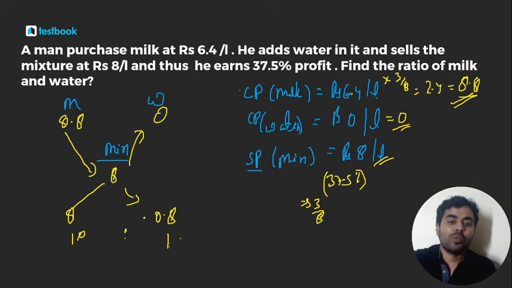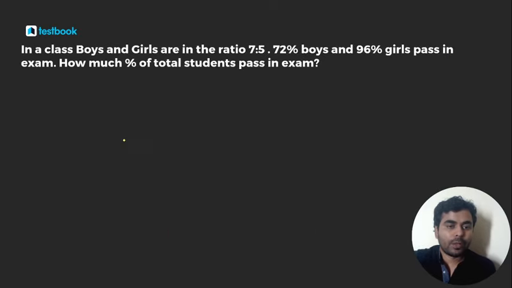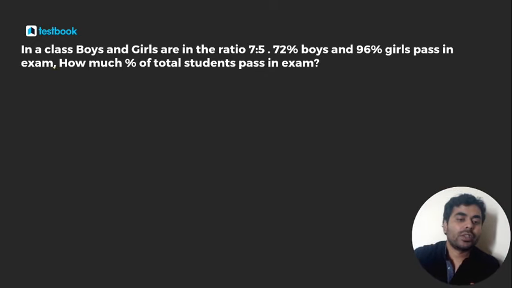Okay, now let's move to the next question. So this is your next question on mixture and alligation. Please try to solve this. What this question is saying: in a class, boys and girls are in the ratio 7:5. This is talking about boys and girls in the class, and we can say here boys group, girls group, and when we merge these groups, it forms a class, and the same is forming in the question. So we can say this question can be solved by alligation method.